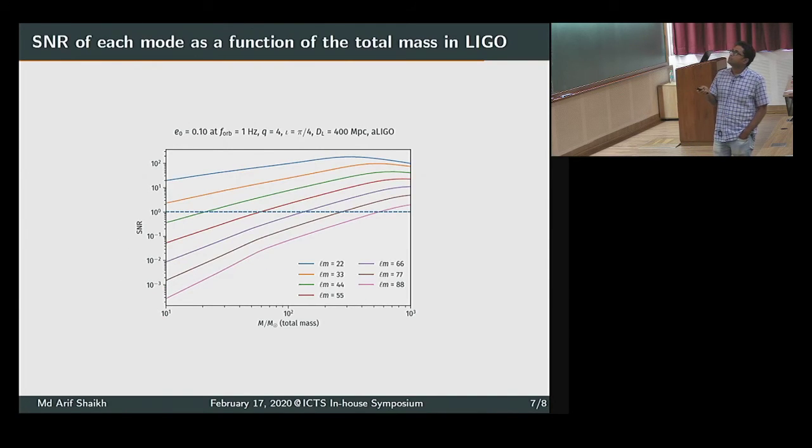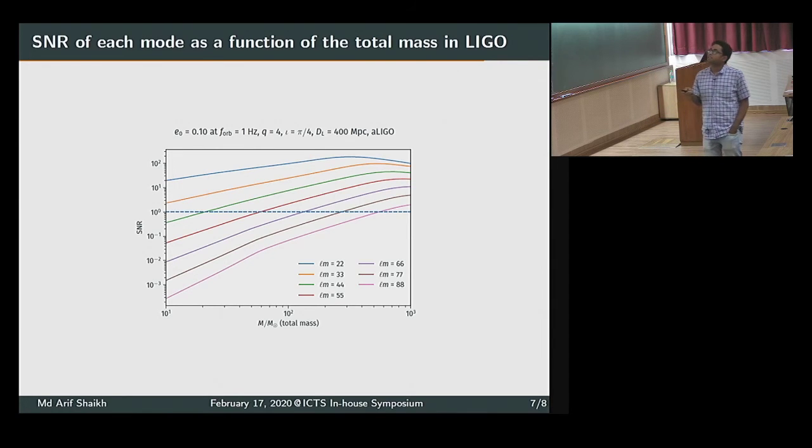So this is a plot of SNR of each mode as a function of the total mass in the LIGO band, and we see that if we want to detect the 88 mode, then the SNR of the 88 mode becomes greater than 1 for a total mass of about 1000, at almost like 700 solar mass. So which is basically not very sensitive in our LIGO band.